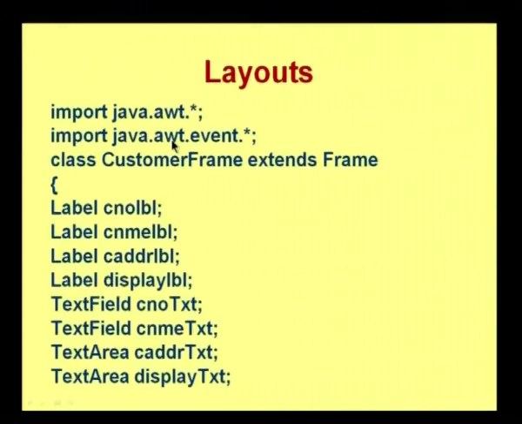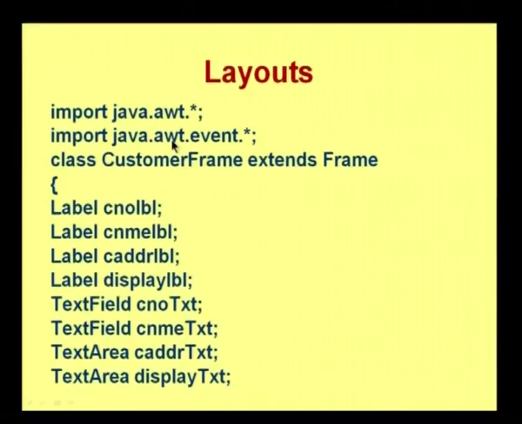So next is about layout. So what I have told you so far is about grid bag layout, which is one central layout applied for the entire frame. Whereas here, in case I have more number of components and each of them has to be placed in a different fashion, in that case I can follow different layouts on one particular container. So you can see here we have a customer frame. This customer frame is going to hold more number of components. So customer number, customer name, address, display.